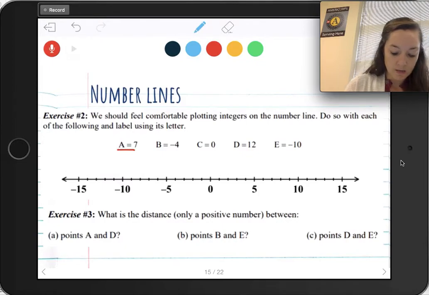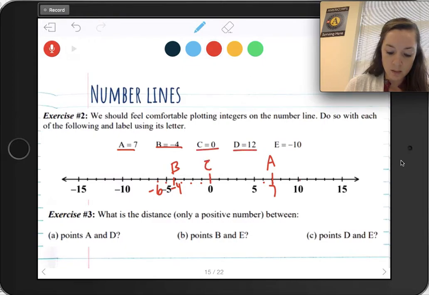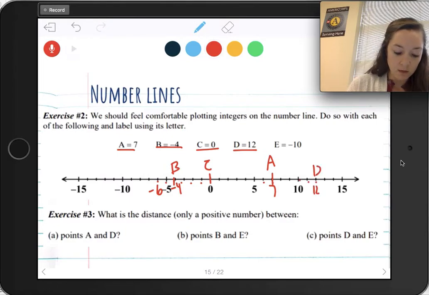A equals 7. Well, I'm going to find 5, 6, 7. That's A. B, negative 4. I know negative 5 is here. Negative 4 would not be here because that's more negative. That would be negative 6. But negative 4, negative 1, negative 2, negative 3, negative 4 would be B. C is at 0. That's an easy one. D is at 12. We know 10, 11, 12. And then E is at negative 10. Well, negative 10 is already written for us, and that is E.